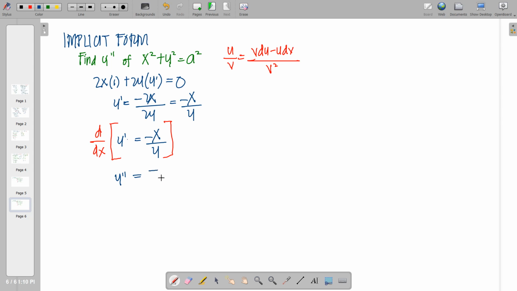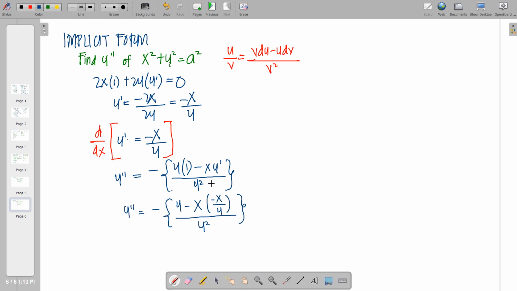We place first here the negative sign, then execute this, say v du minus u dv all over the square of our denominator. So observe that y prime here is present in our equation. So no problem with that. We'll just have to replace it by its defined function here. So y prime here is replaced by negative x all over y.